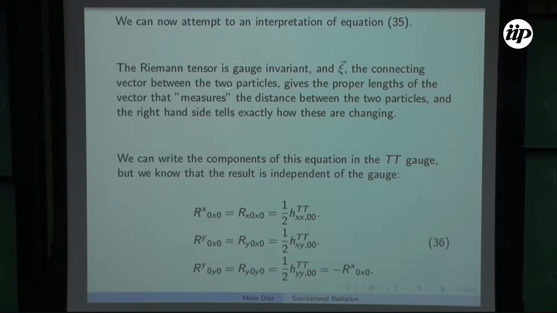And we can try to do an interpretation. The Riemann tensor is gauge invariant, and the connecting vector between the two particles gives the proper length and measures the distance between the two particles. So we write the components of this equation in the TT gauge, but we know that it's going to be independent of the gauge because that's the reason why we use tensors. And so these are the components of the Riemann tensor, XX, XY, YY, all written in the TT gauge. And this other component is symmetric.